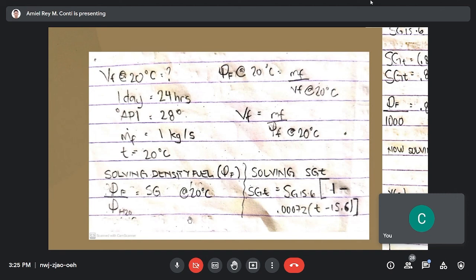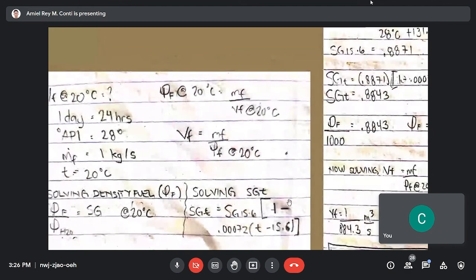Specific gravity is equal to the density of the substance over the density of water. Sa case na yan, ang hinahanap is yung density ng fuel at 20 degrees Celsius. So, kanina, may diniscuss na SG sub 15.6 degrees Celsius. Ang meaning niya is yung specific gravity ng fuel at yung temperature na 15.6, ayun yung temperature kung saan siya initially nabili. So, yun yung baseline na temperature.